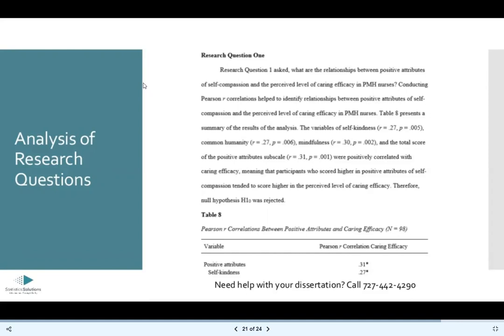And then for the correlation analysis, you would want to report a table showing all of the correlations. And if you're doing a correlational matrix, you will also want to show that. So you could present these in a matrix.